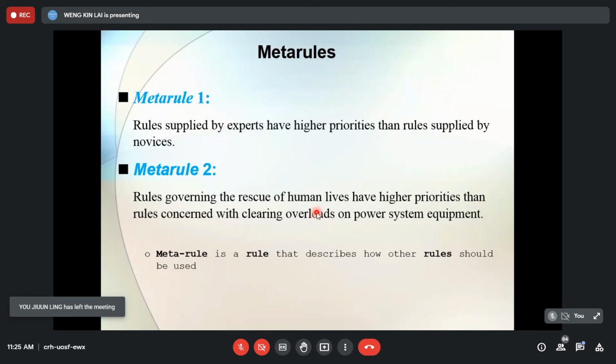Then if your rules just say clear overload on power system equipment, what should I do? So basically, you can see that a meta rule describes how other rules should be used. In a way, it will be very useful especially when you have conflicts of the rules.